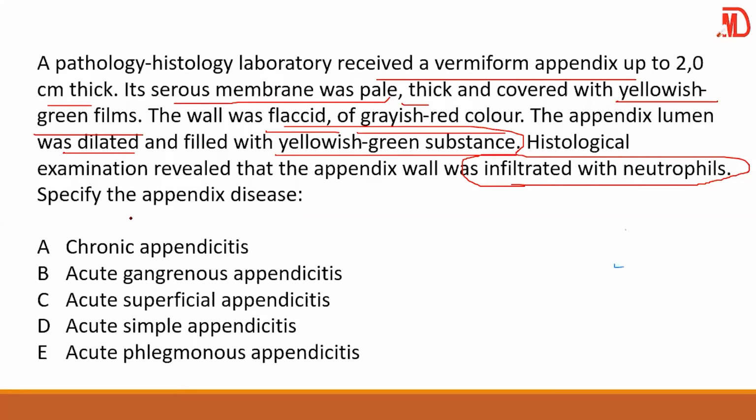Again, I spoke about phlegmons or phlegmonous. We said phlegmonous is a combination of what? Of ulcer and necrosis coming together. And that is exactly what we are experiencing in this appendix. And even in the other question, it was the same appendix that was having these signs and symptoms.